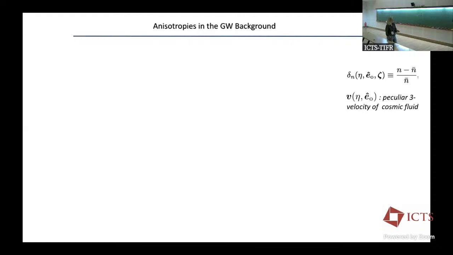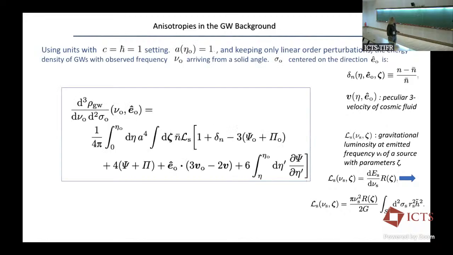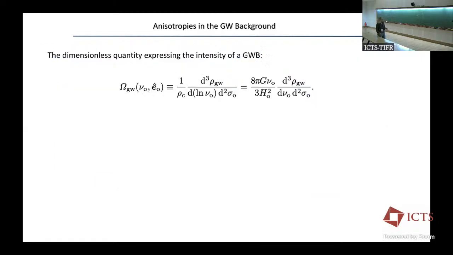Having that, I'm going to define the gravitational luminosity emitted at a given frequency, which depends on the parameters of the model. For CBCs, this is the mass and the spin, and the rate of mergers, all these things that I said two days ago. Then I'm going to write down the energy density of gravitational waves per frequency interval and per solid angle around my source. That's how it's going to look.